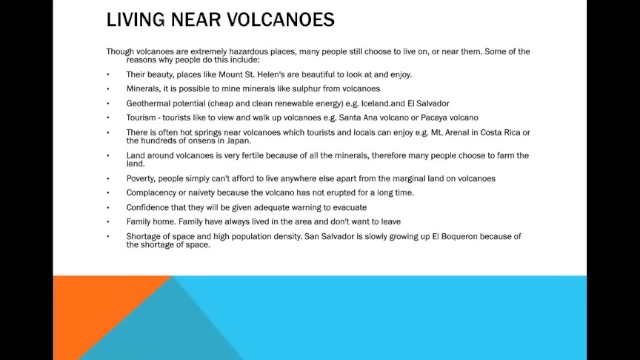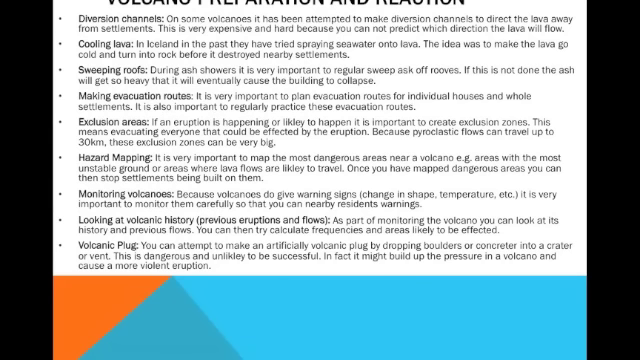A family home. Families have always lived in the area and perhaps it has sentimental value, so they don't want to leave. Shortage of space and high population density. If there's not enough space for them to live and there are too many people, well, it's the only place they literally can live. So, what are some ways that you can prepare or react to volcanoes?